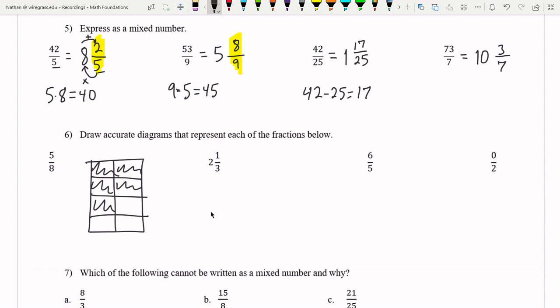2 1/3, let's use circles like I've seen before. And then we're going to cut them each into thirds. Estimating, of course, the actual thirds. We're going to have 2, so it's going to be fully shaded there, and then 1/3 is just that one portion shaded. 6/5 is going to look like this.